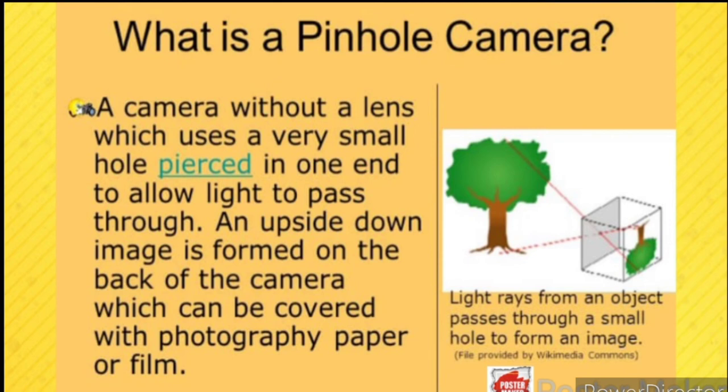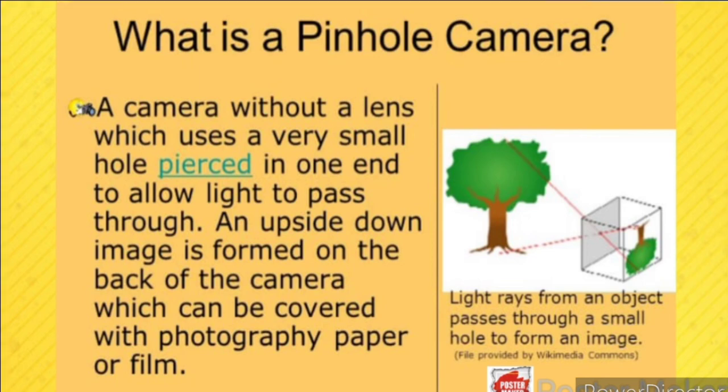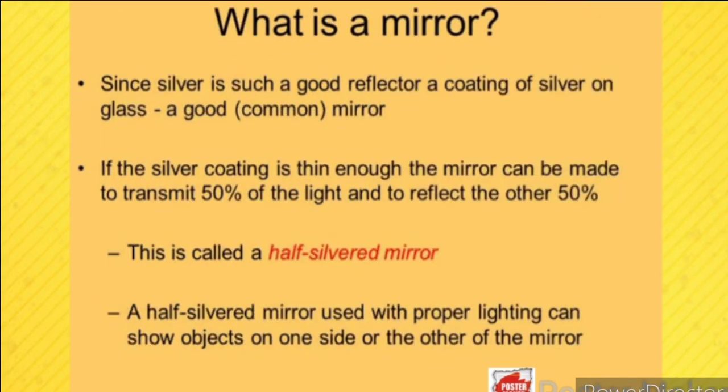Next we have the plane mirror. First we will see what we mean by a mirror. Since silver is a good reflector, a coating of silver on a glass forms a good mirror. If the silver coating is thin enough, the mirror can be made to transmit 50% of the light and reflect the other 50%. This is called a half silvered mirror.